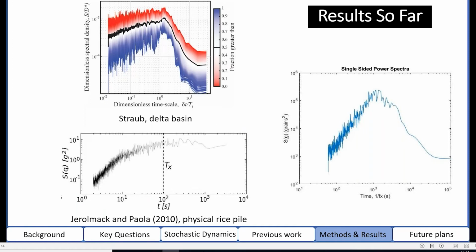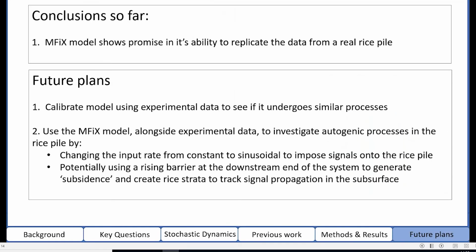So the data from Straub follows a very similar pattern, whereas the Jerolmack and Paola data shows a red noise changing to a white noise pattern. But from our calibration, changing the friction coefficient and the coefficient of restitution may lead to changes in the power spectra, which might provide more insight into the internal dynamics of the system, which shows the need for the calibration.